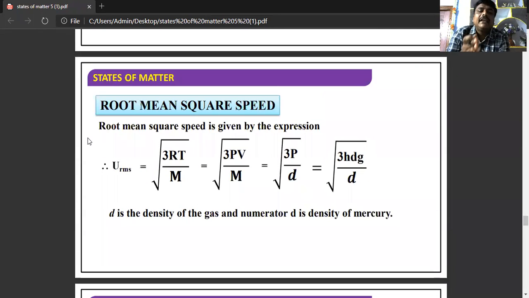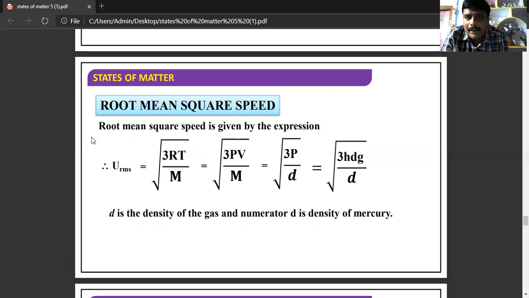So we can calculate the RMS velocity at different conditions. When temperature is given, RMS velocity is equal to root of 3RT by M. We know that PV is equal to RT, so instead of RT, we can substitute PV. So it is equal to root of 3PV by M, where P is pressure and V is volume.